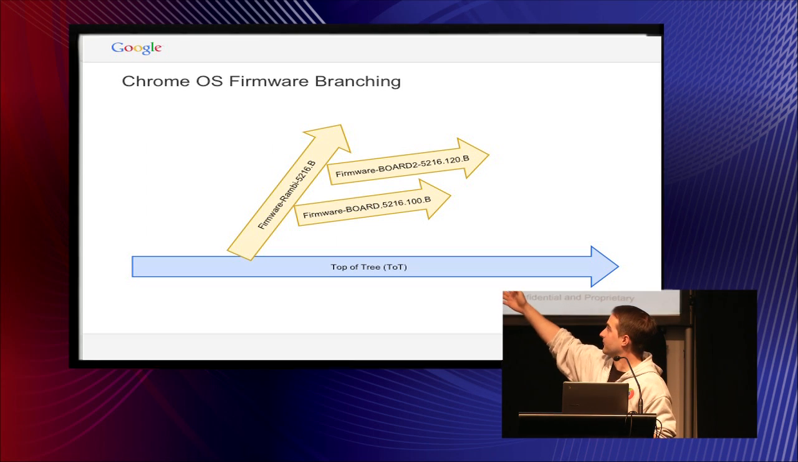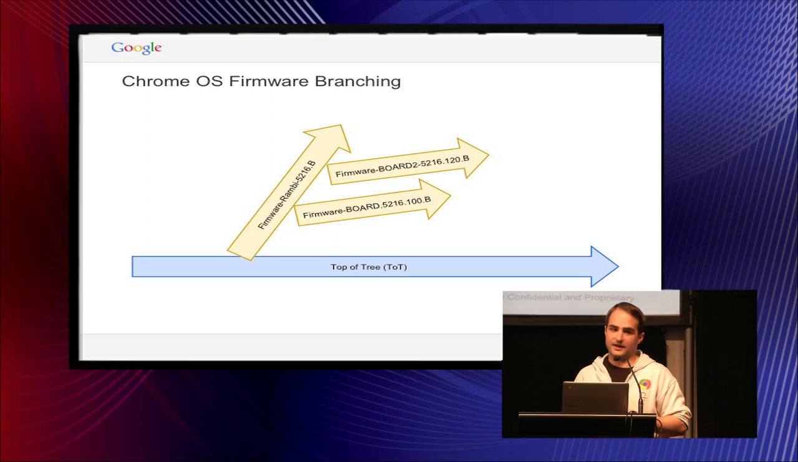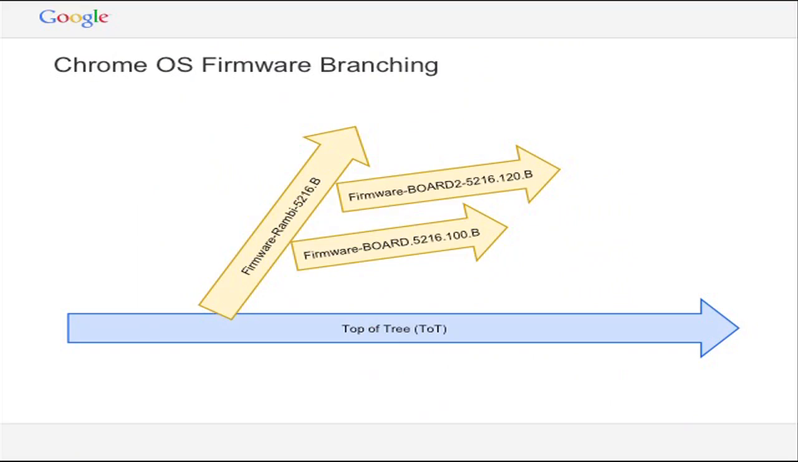And in this case, we have a firmware Rambi 5216 branch that actually exists if you're working on Rambi. And at some point, we will branch other firmwares off of that as we go. And the same applies for other platforms. We'll obviously get other branches. So any questions on the basic branching strategies?